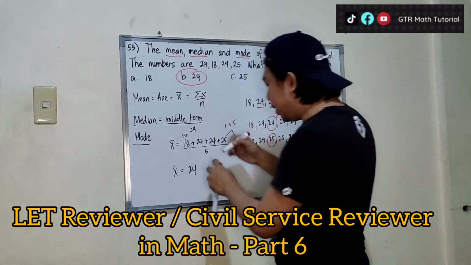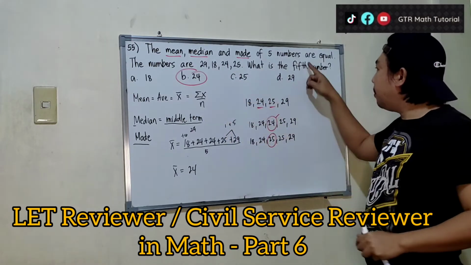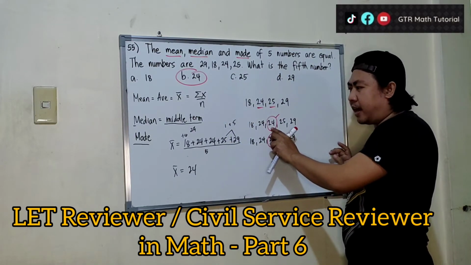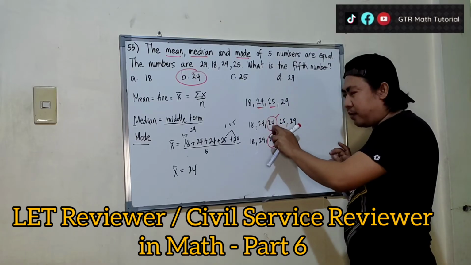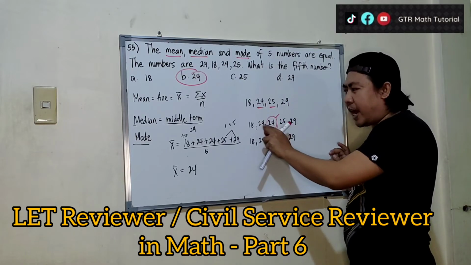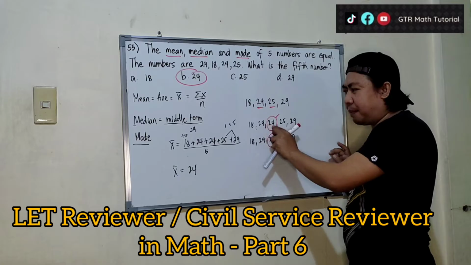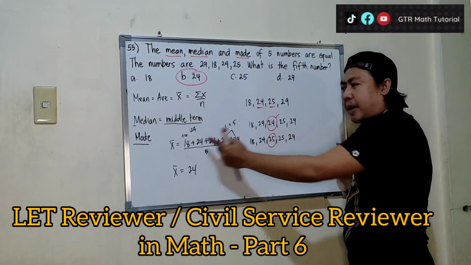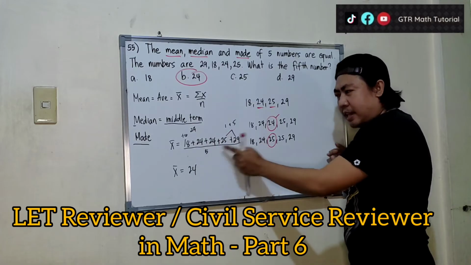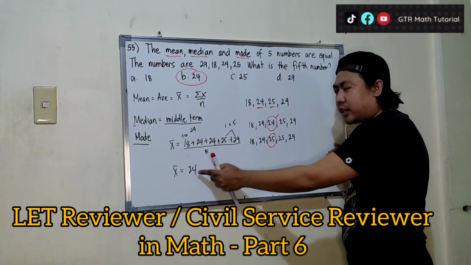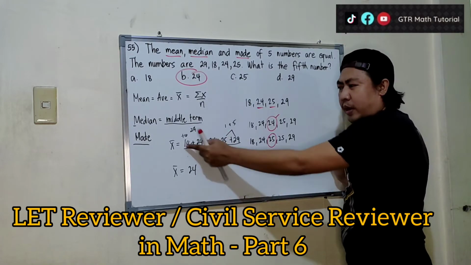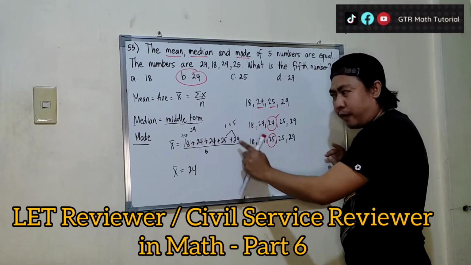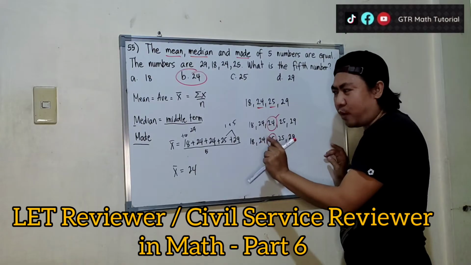Kapag ang fifth number ay 24, pare-pareha sila: ang median ay 24, mode ay 24 dahil dalawang beses nag-appear yung 24, and then ang mean ay 24 din dahil pag inadd natin to, dinivide sa 5, ang sagot ay 24. So 120 yan pag inadd. So pwede kayong gumamit ng calculator to verify. So ang ginamit ko yung dagdag bawas na lang.